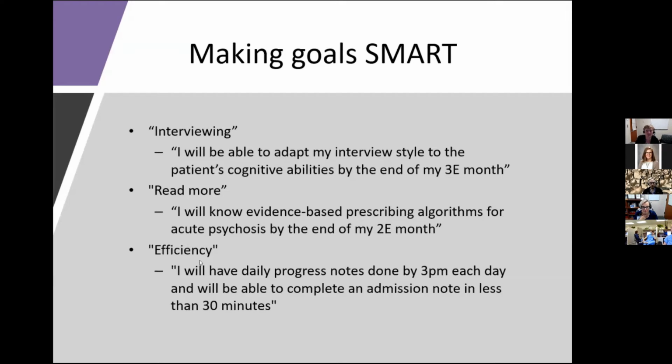And so here's just a couple of ways of looking at goals for a rotation and then making them SMART. So if your goal is something like interviewing, making it more specific to your setting: I will be able to adapt my interview style to my patient's cognitive abilities by the end of my 3 East month. If your goal is to read more, again, read more is not so much an outcome goal as it is process. So what are you going to read about and why? And how are you going to know whether you got what you needed out of that reading? Or efficiency, you know, and honing that down.